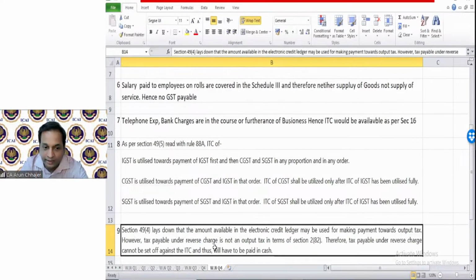the output tax. And what is the output tax? Reverse charge is not the output tax, and therefore the RCM liability has to be discharged only in cash and cannot be settled or paid through ITC. So these two things you always have to write if they are in the question.